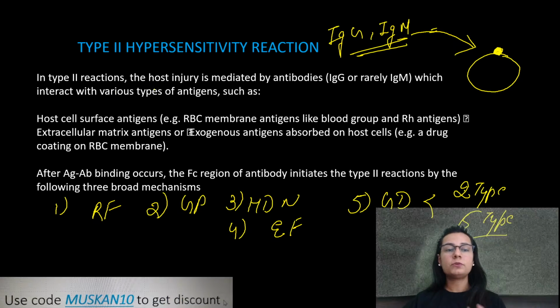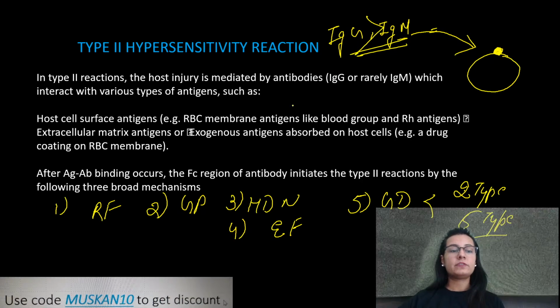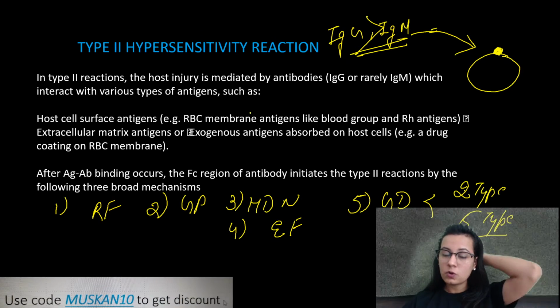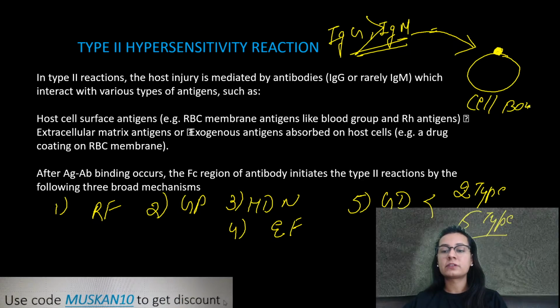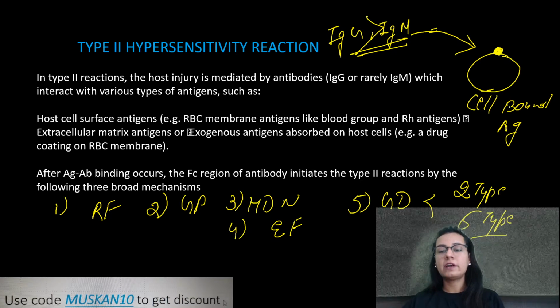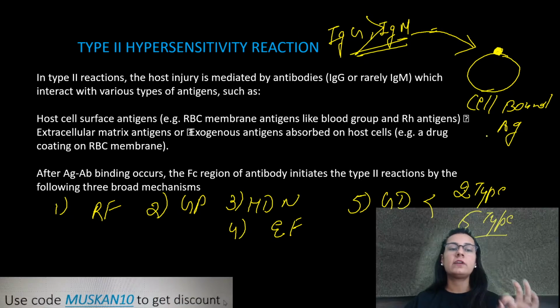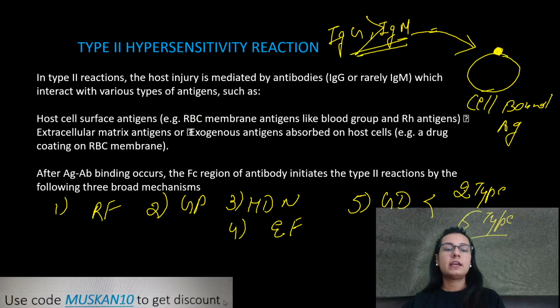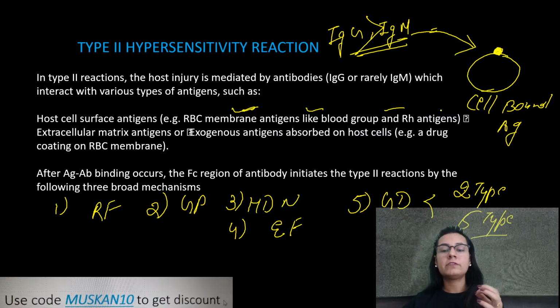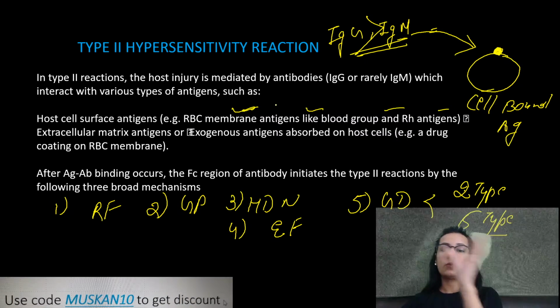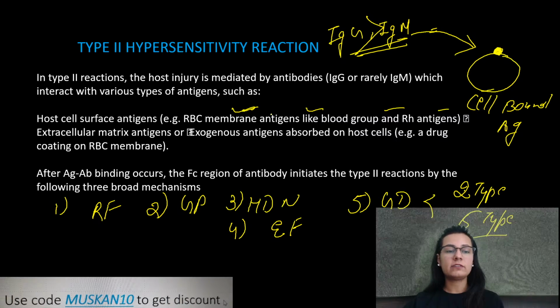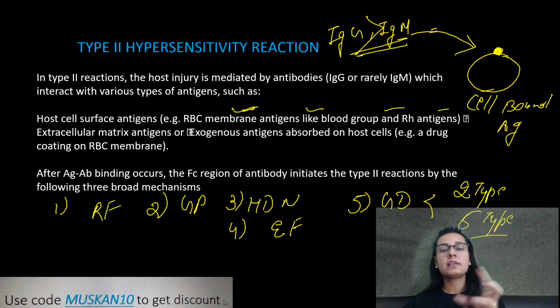Okay. Now, in type 2 reactions, the host injury is mediated by the antibody IgG, rarely IgM, which interacts with various types of antigens. That is the host. We call this a cell bound antigen. Why? Very easy, because it is an antigen stuck on the cell. Cell bound antigen will activate type 2 hypersensitivity reactions. That is RBC membrane antigens like blood group and even Rh antigens, they can also activate. So both the intrinsic and the extrinsic antigens can activate. Other than this, extracellular matrix antigens that are acquired from outside, and even the self antigens already present on the RBC membranes.